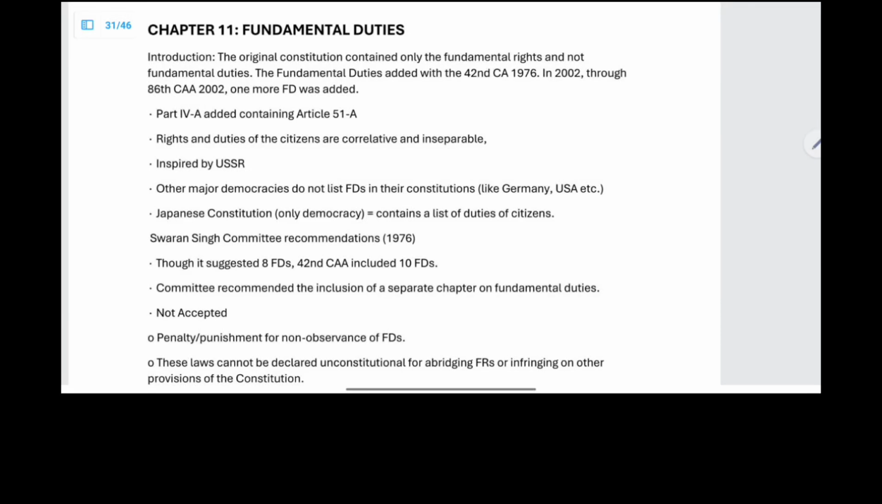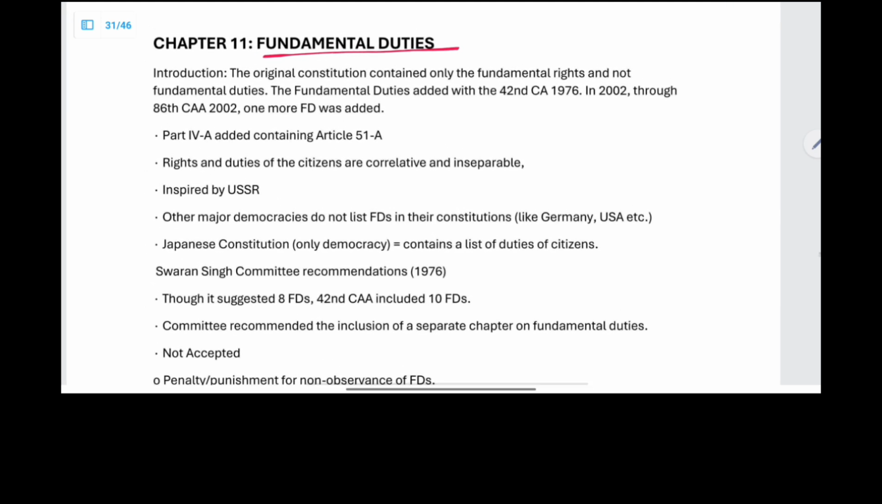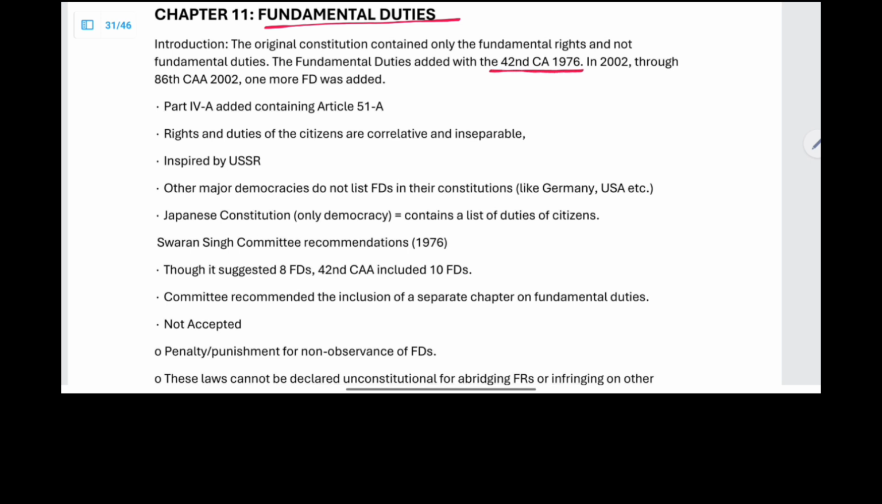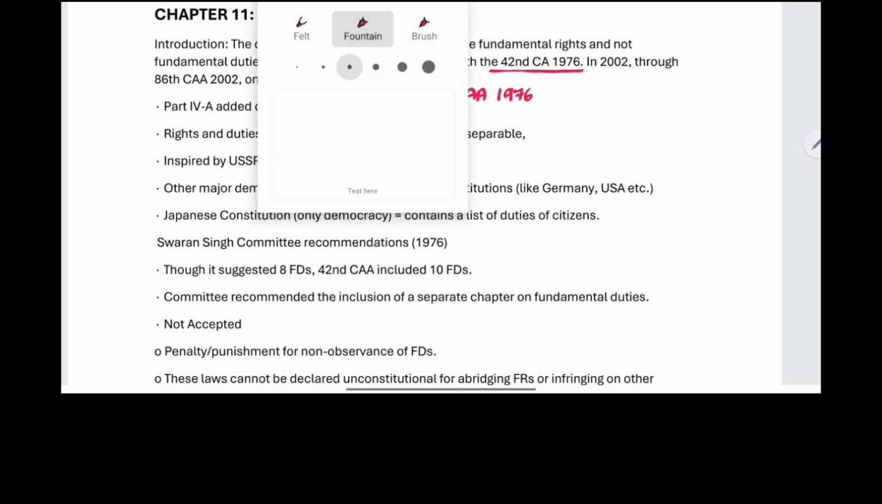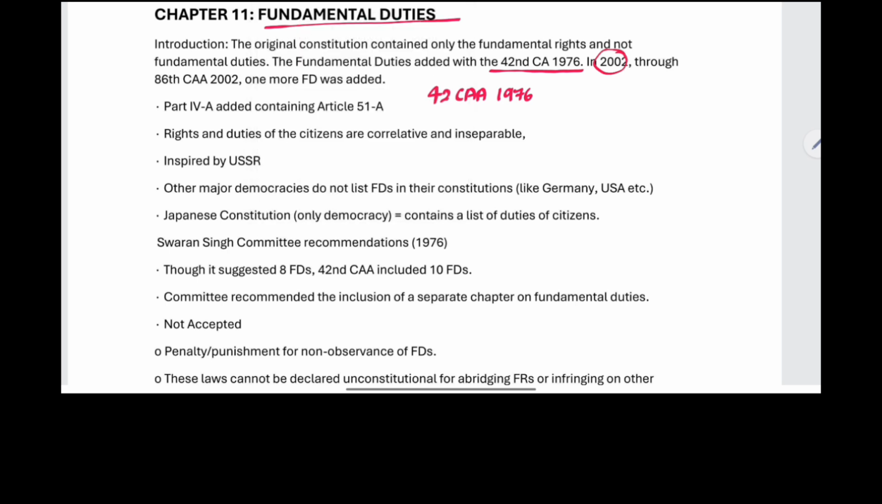Fundamental duties. The original constitution contained only fundamental rights and did not contain any fundamental duty. The fundamental duties were added to the constitution by the 42nd Constitutional Amendment Act 1976. In 2002, the 86th Constitutional Amendment Act added one more fundamental duty.